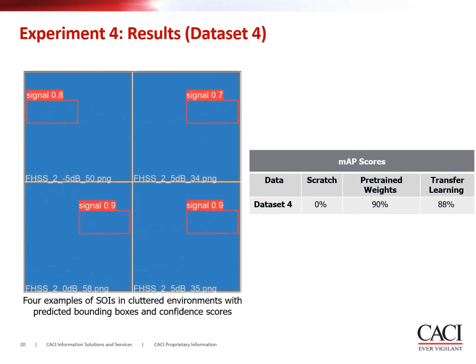The image on the left shows 4 examples of the output from Yolo, trained with pre-trained weights, predicting bounding box locations for dataset 4, including confidence scores for each box. The predictions can be compared to the ground truth labels in the previous slide. The table shows the results: training Yolo with pre-trained weights performed the best.